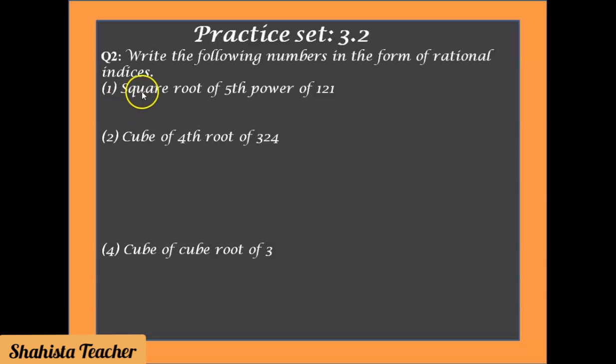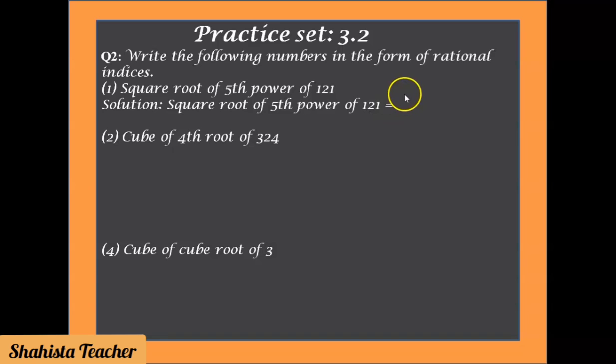So our first sub question says that square root of fifth power of 121. So here we have to write this in a rational indices form. So we will write here solution square root of fifth power of 121. Now students, here 121 is the base.